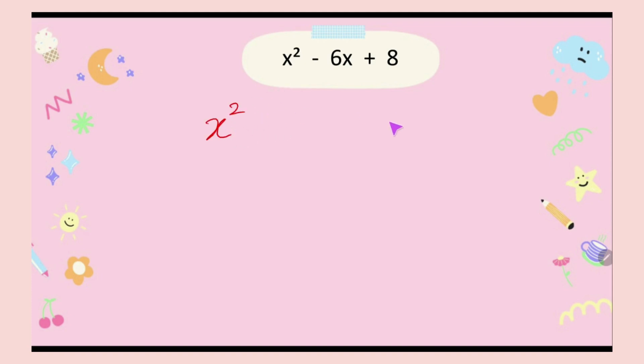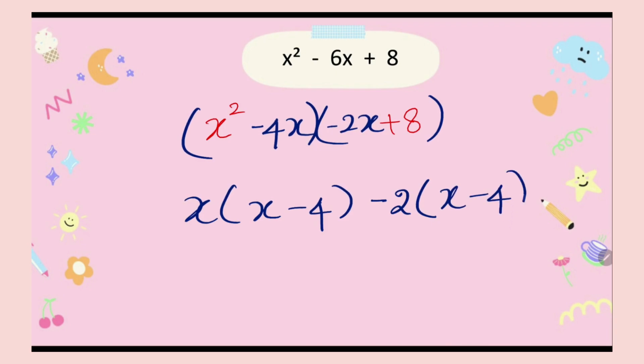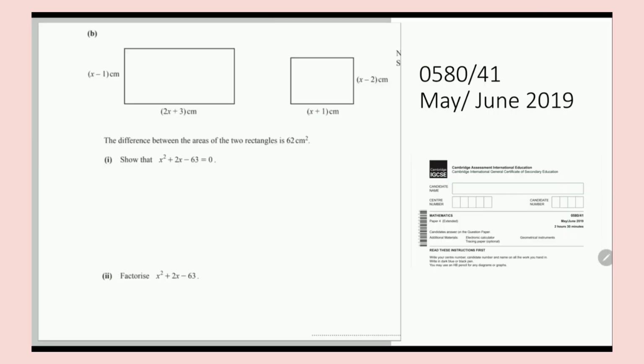So the first term and the last term as it is, and then the middle term is going to be split. So taking the common out. Then here we'll take the minus 2 out. So x minus 4 and x minus 2 will be the answer. Yeah, we came to the past paper question.